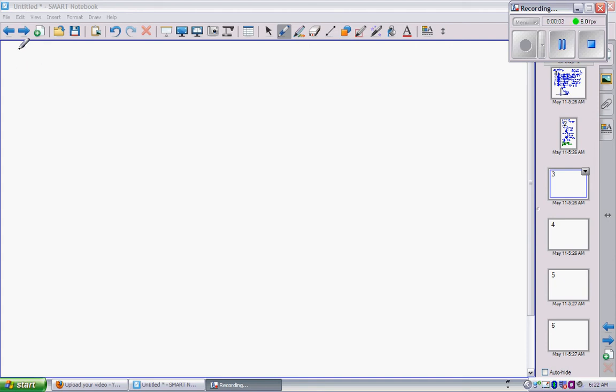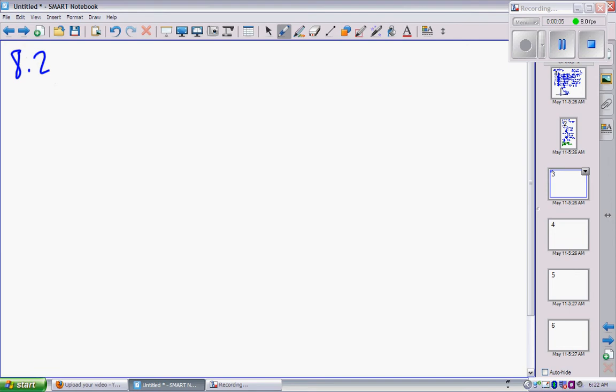Okay, now we have our 8.2 notes. 8.2 says graphing simple rational functions, or just graphing rational functions. And what we're doing here, rational.